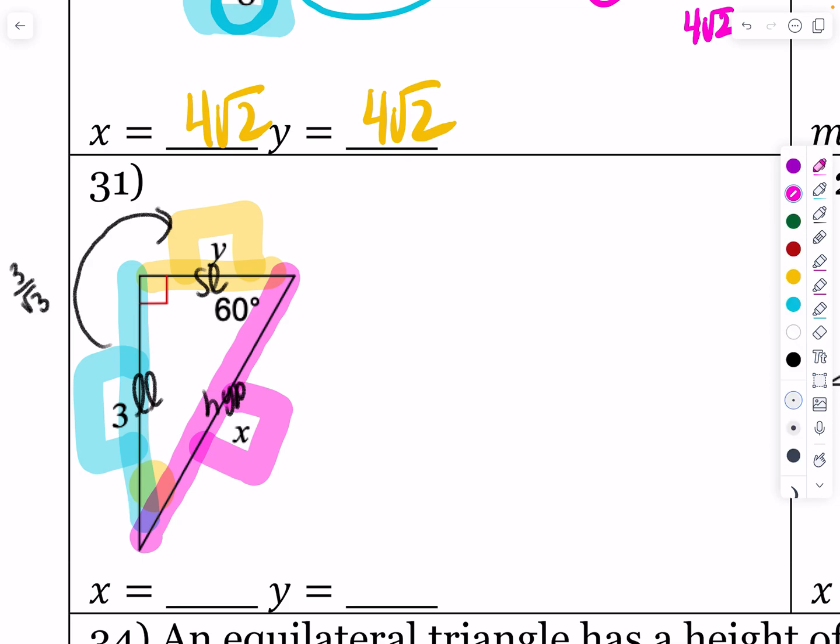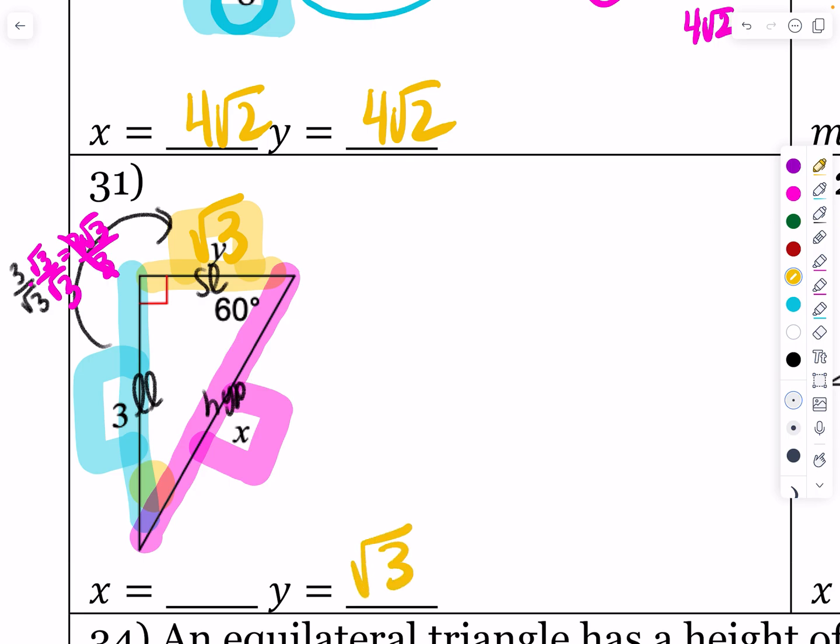Unfortunately, there's nothing to cancel that out with, so I'm going to have to rationalize the denominator. So I multiply by root 3 over 3. That gives me 3 root 3 over root 9, which is 3. The 3's cancel out. And then my radical is just going to be the square root of 3. Square root of 3 is what y is.